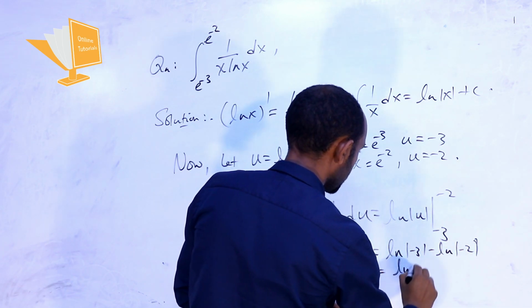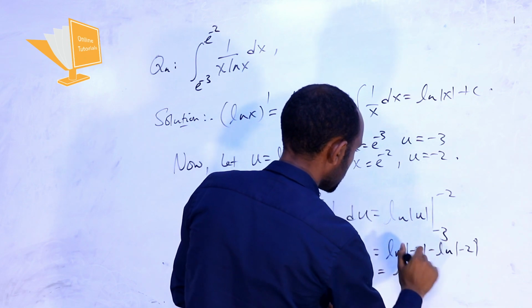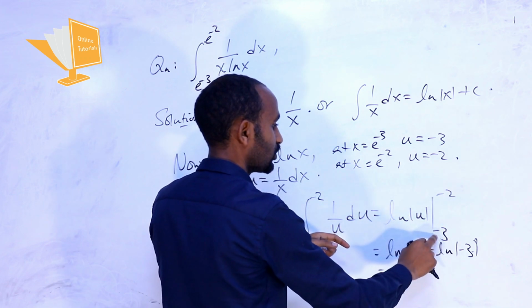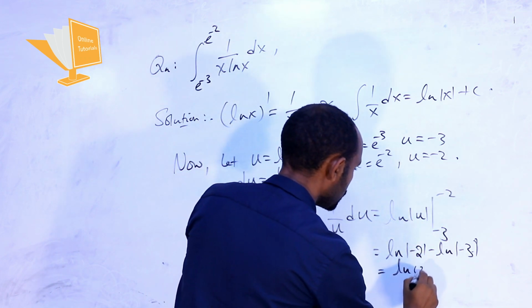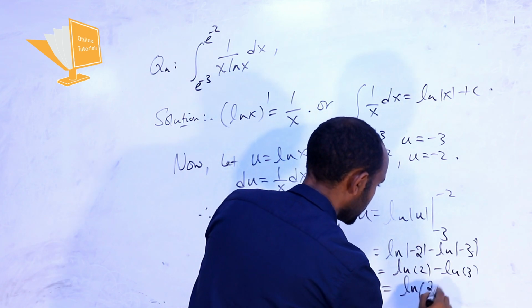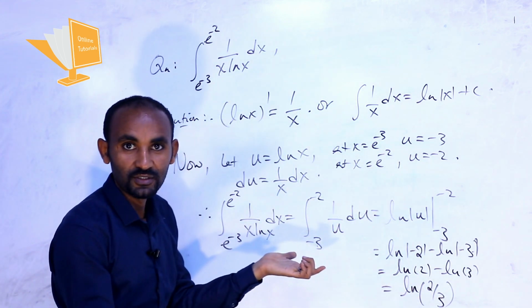So this is ln of minus 2 minus ln of 3, from the upper limit of integration to the lower limit of integration, okay? So ln of 2 minus ln of 3. And this is nothing but ln of 2 over 3. Period.